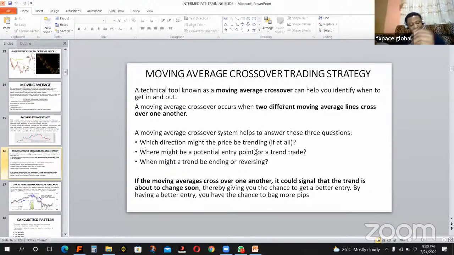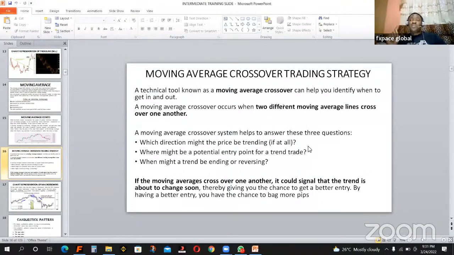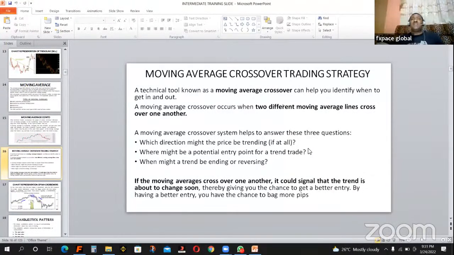So what do we achieve using moving average? A moving average crossover helps us to answer three questions. Which direction might the market be trending, if at all? If it's a trending market, which direction will it be trending? The direction that the smaller period moving average is heading to is the direction of the market. If it crosses from below and goes above, because the market is buying, it tells you that the market has a buy momentum.